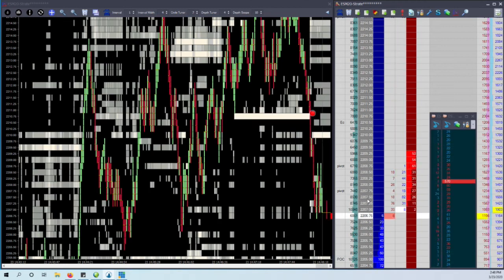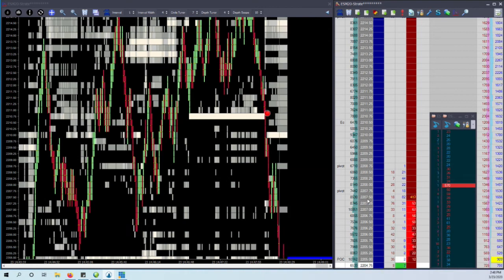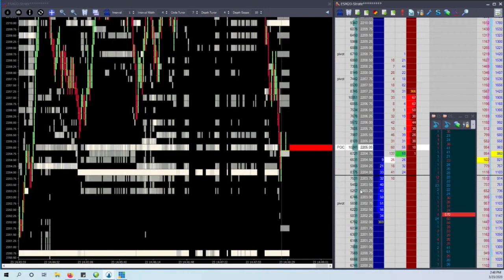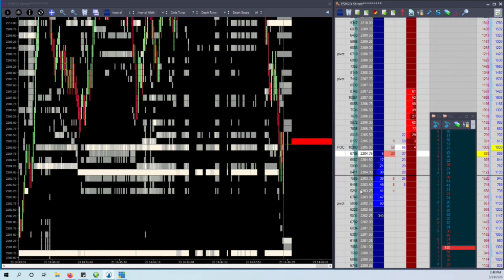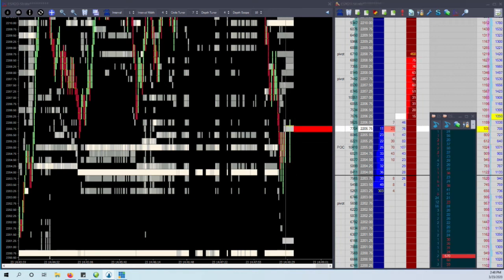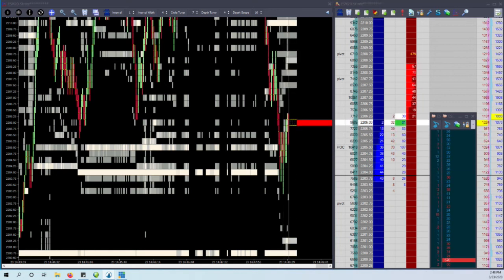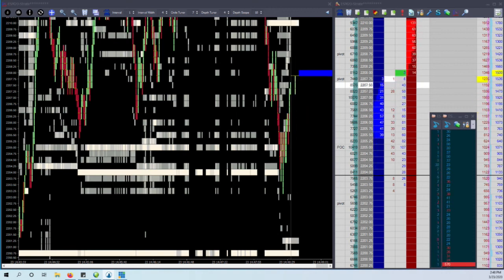Maybe you play the VPOC or a major point of control, and if you do that, there's usually a lot of drama around there, and you might have to scalp your way in and out of it 10 times, and you're not going to be taking break evens. You're going to be taking small losses. It just makes no sense.